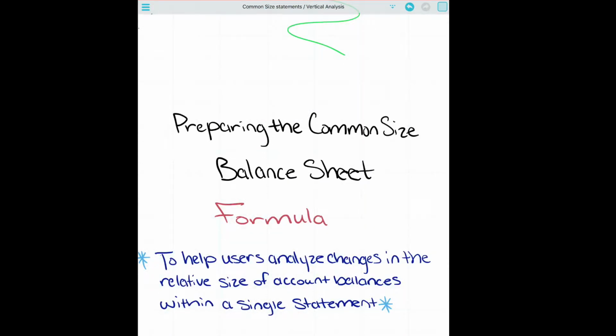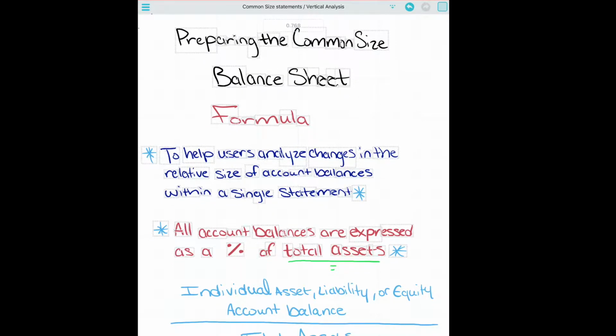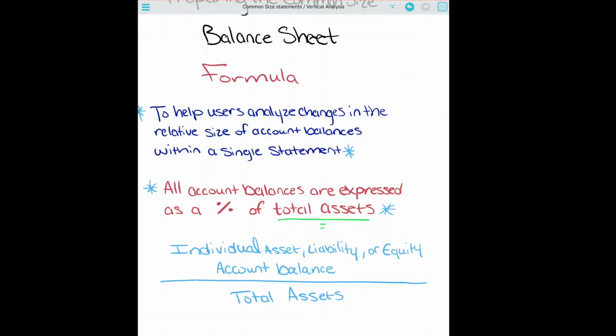So before we begin, we're going to go over the two formulas, one for the balance sheet and one for the income statement. Preparing the common size balance sheet, also known as the vertical analysis balance sheet, is to help users analyze changes in the relative size of account balances within a single statement. All account balances are expressed as a percentage of total assets. The formula is individual assets or liabilities or equity account balance divided by total assets.